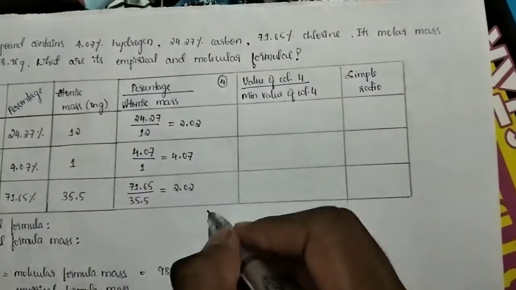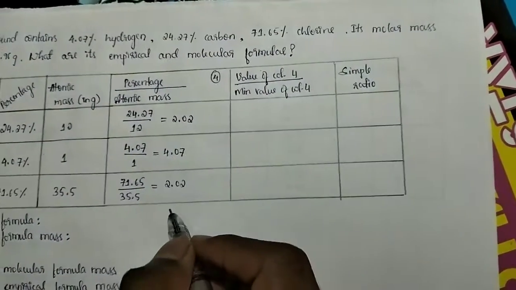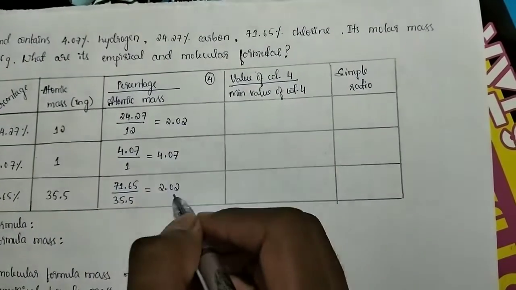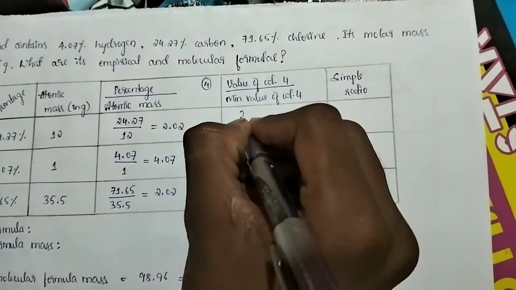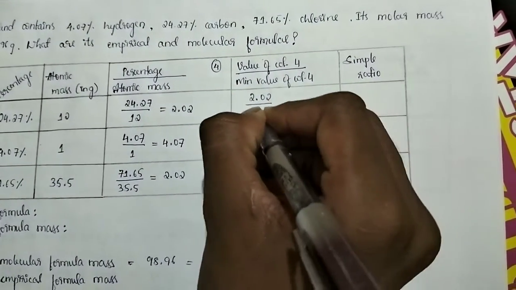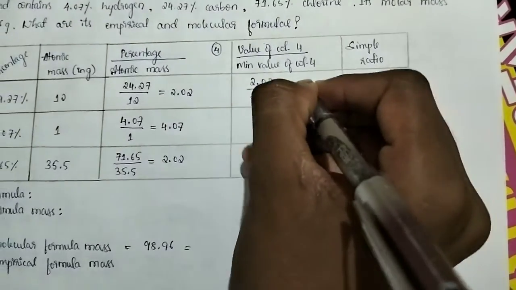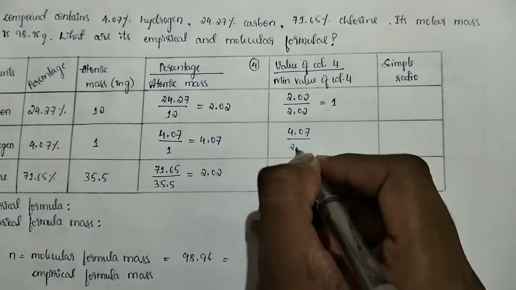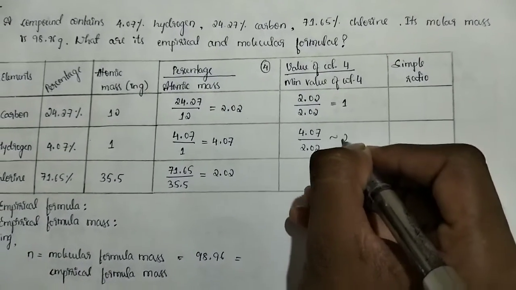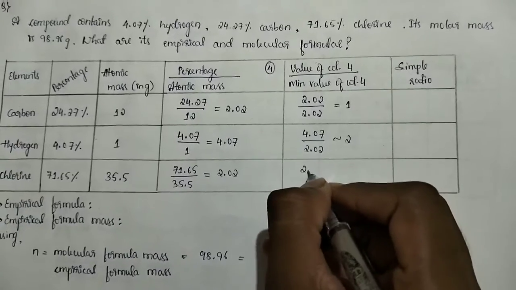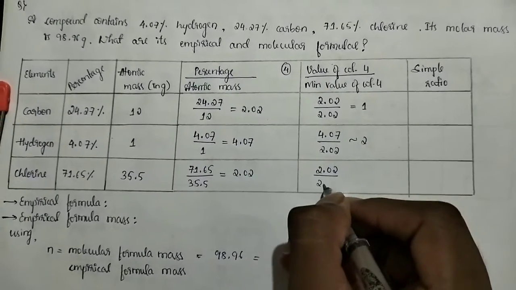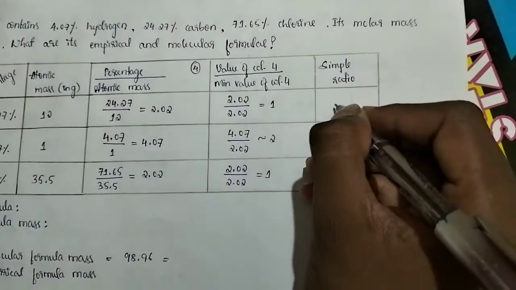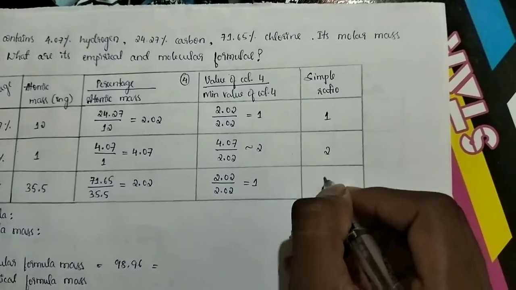So we can see that in column 4 the least value is 2.02, and we'll divide each number by the least number, that is 2.02 in this column. So 2.02 by 2.02, here we get 1. For hydrogen it's 4.07 by 2.02, which is approximately 2, and for chlorine it's again 2.02 by 2.02, which is again 1. So the simple ratio which we get from the tabular column is 1:2:1.